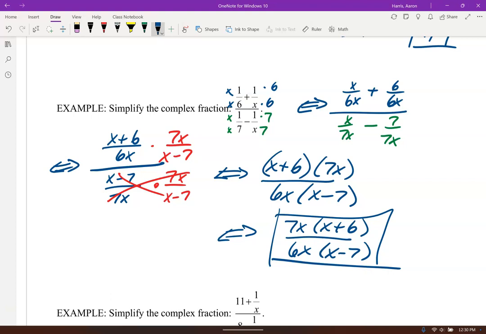It looks like, oh, I'm sorry. Good grief. I got to cancel my x's there. My apologies. Right there. Almost did not catch that.